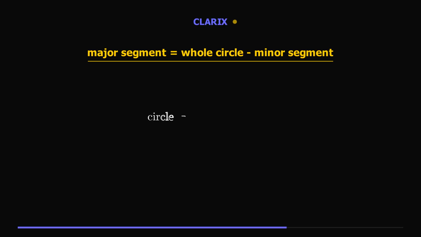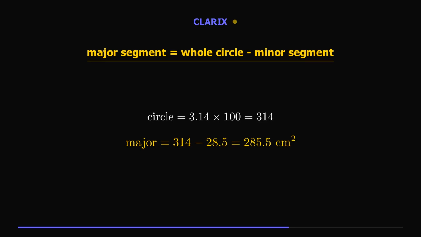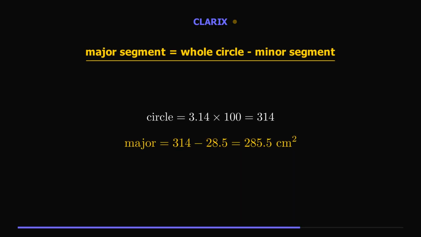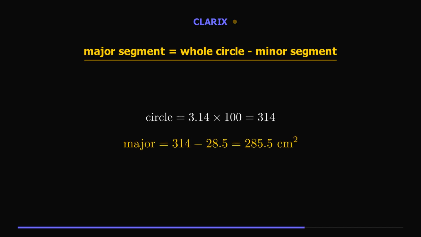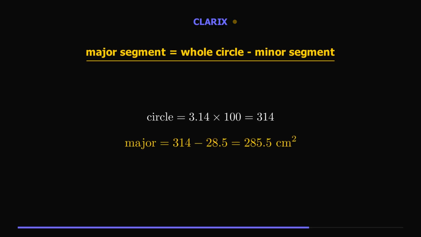And the major segment is just the whole circle minus that minor segment. The full circle is pi r squared, 3.14 times 100, 314. So the major segment is 314 minus 28.5, 285.5 square centimeters. A chord always splits a circle into exactly these two pieces.